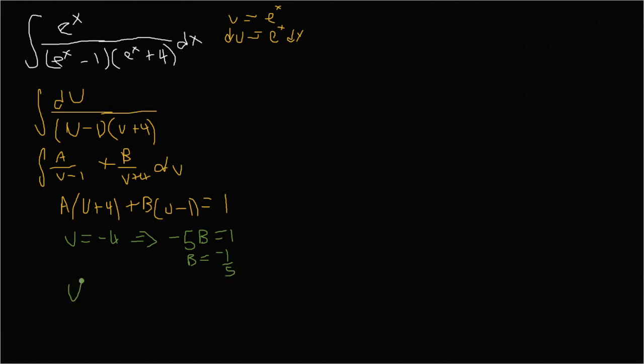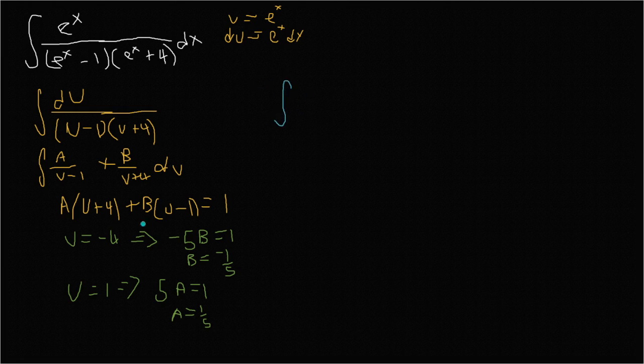And so now we're going to do the same thing, but we're going to let u equal 1 so that this term is 0. And so when u is 1, this is going to be 5a equal to 1, and then divide both sides by 5, and so a is equal to 1/5. And so now we can just basically copy paste this integral, but put our constants in for a and b.